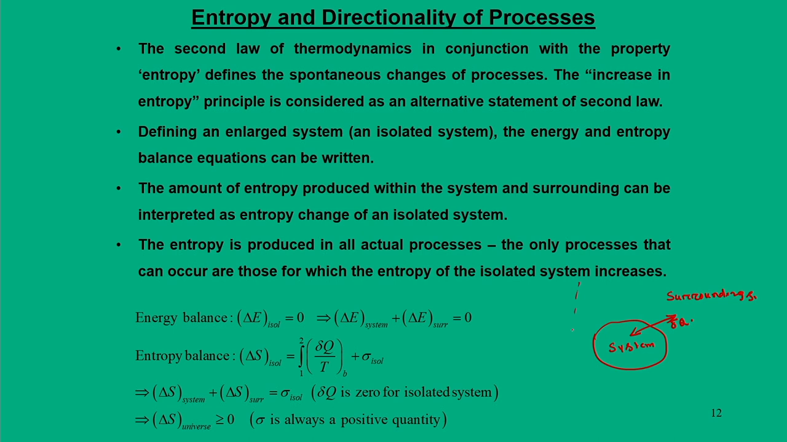What I am looking at is that let us bring the entire system and surroundings into one closed platform, and we call this an isolated system. Now, when I say isolated system, it involves the system plus surroundings. So, the energy balance equation for an isolated system is equal to 0: the total change of energy of system and surroundings is 0.